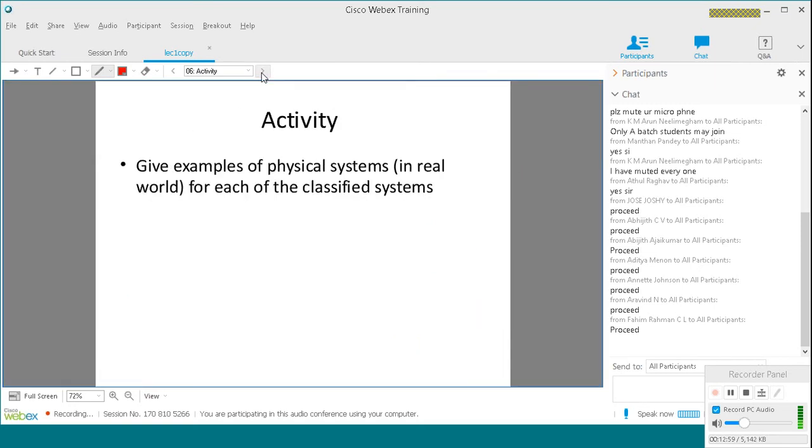So, I request students to give examples of physical systems in the real world for each of the classified systems, not the examples which I give. So, you spend some time, and I expect at least from your class of 60, I should get very good examples, at least say 10 new examples.